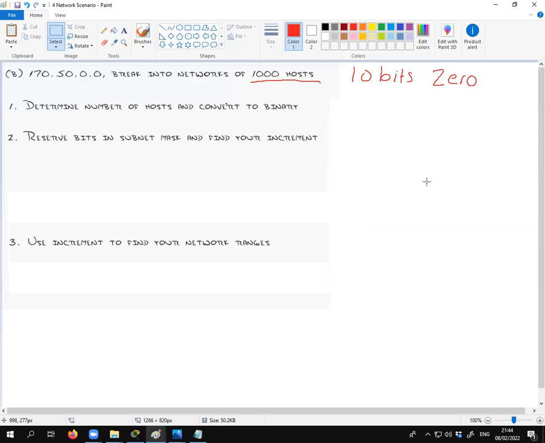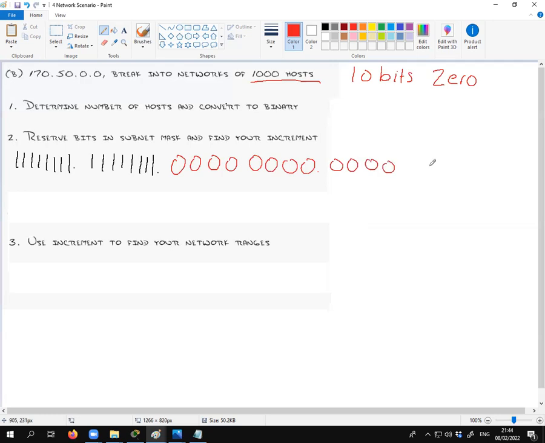Okay, so what's the subnet mask of a Class B? 1, 2, 3, 4, 5, 6, 7, 8 dot, 1, 2, 3, 4, 5, 6, 7, 8 dot, 0, 0, 0, 0, 0, 0, 0, 0 dot, 0, 0, 0, 0, 0, 0, 0, 0, which is a slash? 16. 16, yeah. What do we need to do? We need to have at least 10 bits of zeros in our new subnet mask.